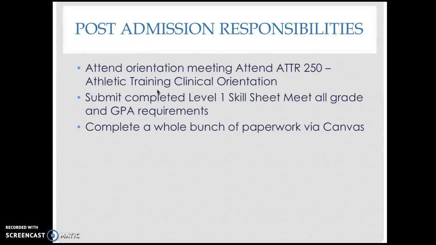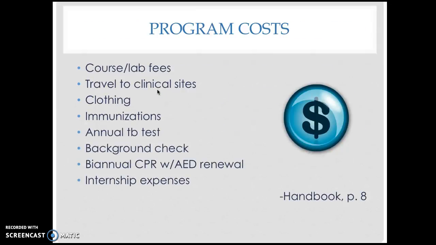Okay. All right, so if you are admitted, there's a couple things that you need to take care of before the end of the semester. One is an orientation meeting, and that's on our timeline. The other is to do the level 1 skill sheet, and also to meet all grade and GPA requirements. There's also a whole bunch of paperwork on Canvas that I'll have to describe to you at a later date. As of this recording, Canvas is having a problem where I'm not able to demonstrate that for you during this video.